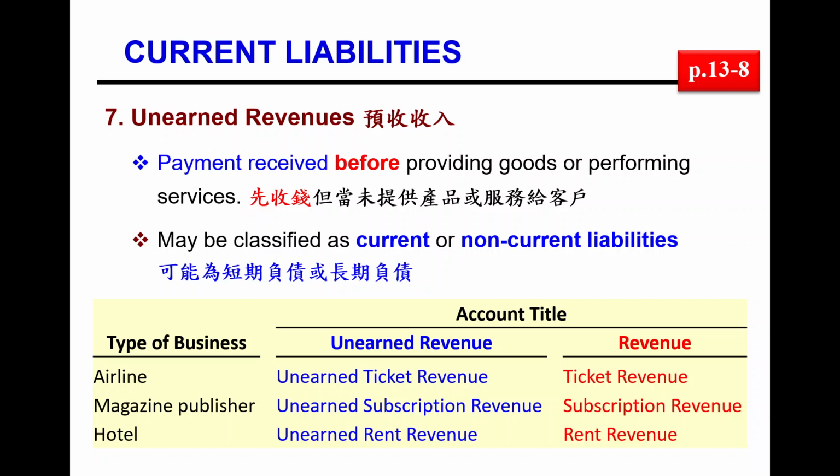Like what? Flight ticket. If you buy a flight ticket, you have to take the flight within 1 year. Of course, that's current, right? Have you ever subscribed to an English magazine for like 2 years, 5 years? For that, this will be non-current liabilities. Okay.